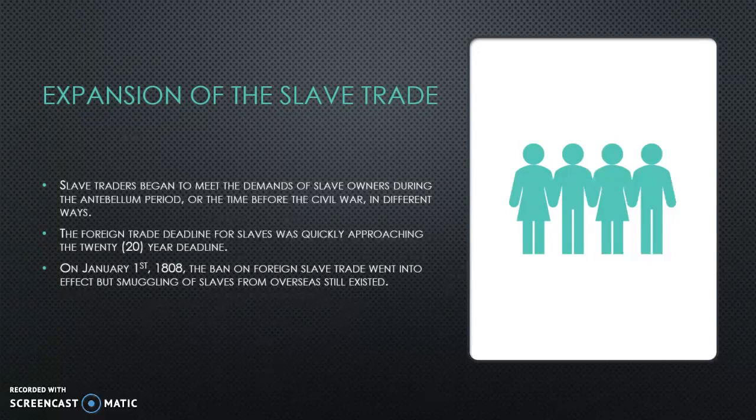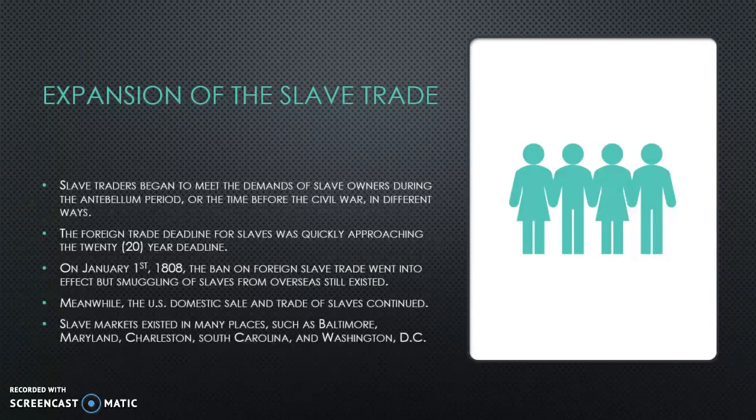On January 1st of 1808, the ban on foreign slave trade goes into effect. So the United States will no longer be involved in the foreign slave trade, bringing slaves from Africa. But smuggling of slaves from other places will still exist. Meanwhile, even though the foreign slave trade is closed, the U.S. domestic sale of slaves is going to continue.